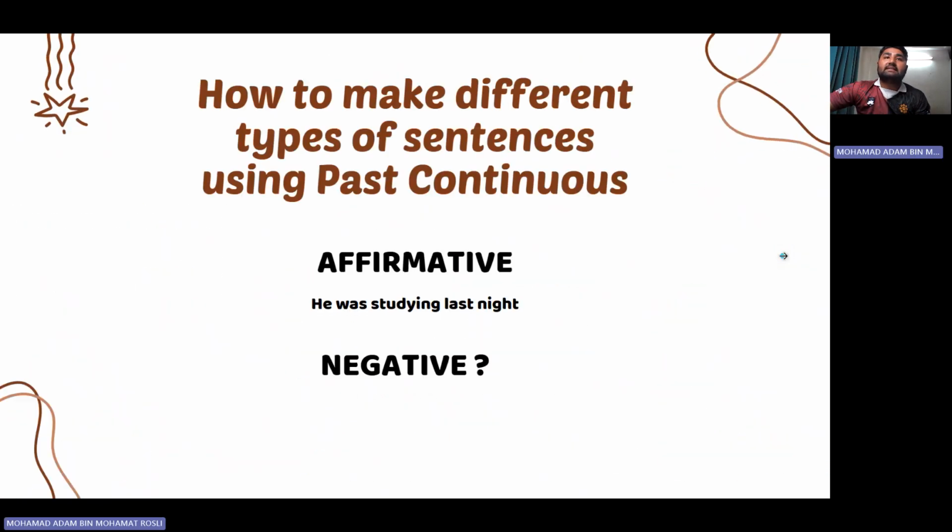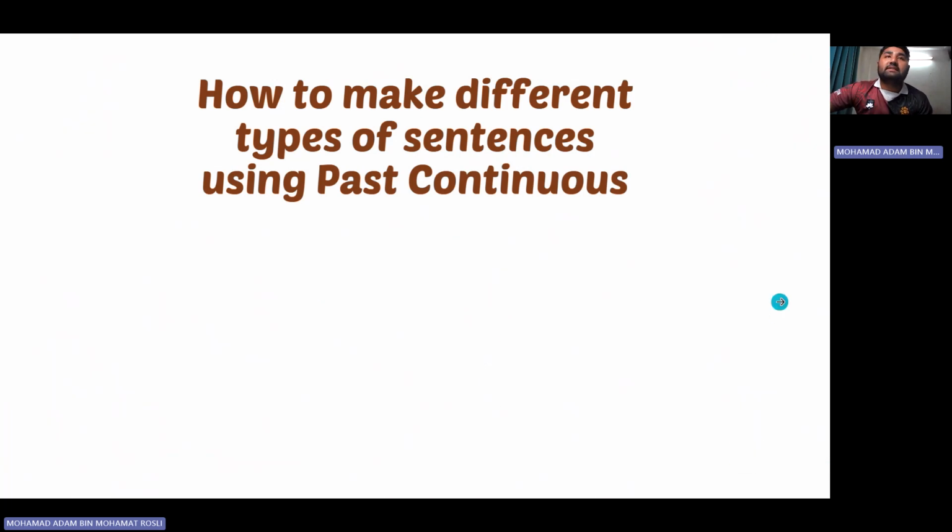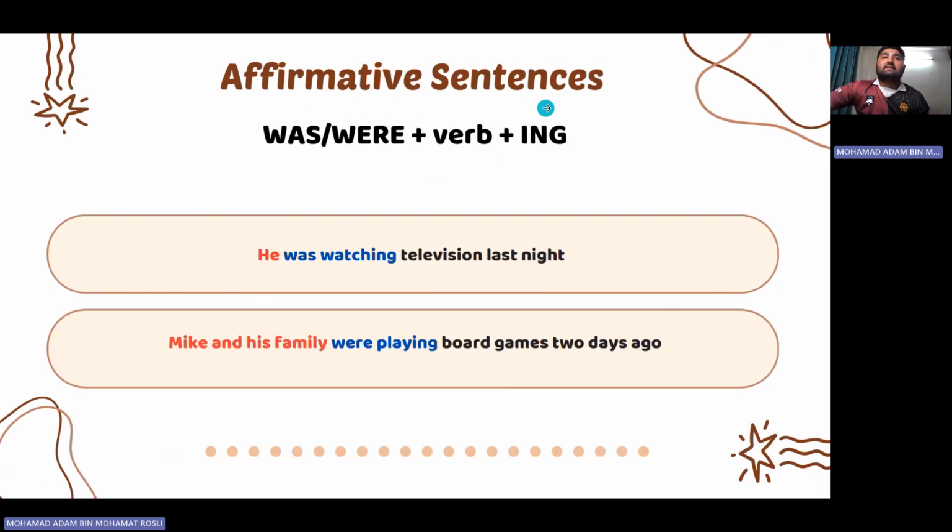Okay, so far, we have taken a look at the affirmative type of sentence. However, you can also create different types of sentences using past continuous tense. For example, when talking about affirmative sentences, like I have explained before, we use was or were plus verb plus ing. Here, he is a singular subject, so we use was. He was watching television last night. And Mike and his family, this is a plural subject, so we use were. Mike and his family were playing board games 2 days ago. So this is an example of affirmative sentences.